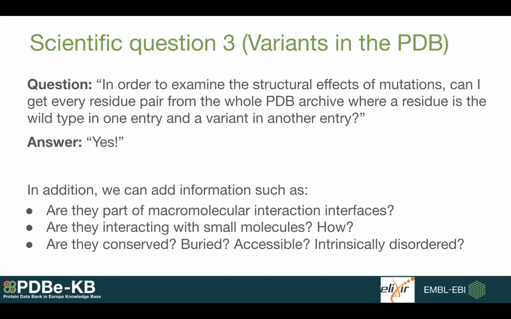And the third question that I would like to show today is about variants. So is it possible to get all the residue pairs from the complete PDBe archive, where there is a residue and in one structure it's the wild type, and in another structure it's some kind of variant, but the same exact position of the protein? And this is also quite straightforward to do in the graph.